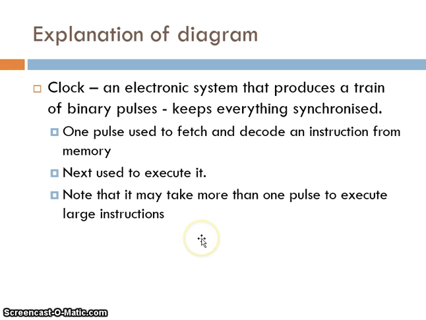The clock then, an electronic system that produces a train of binary pulses, and it keeps everything synchronized. One pulse is used to fetch and decode an instruction from memory, the next is used to execute it. It may take more than one pulse to execute large instructions.